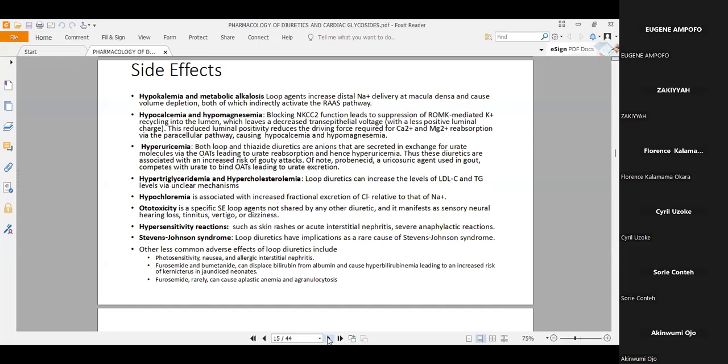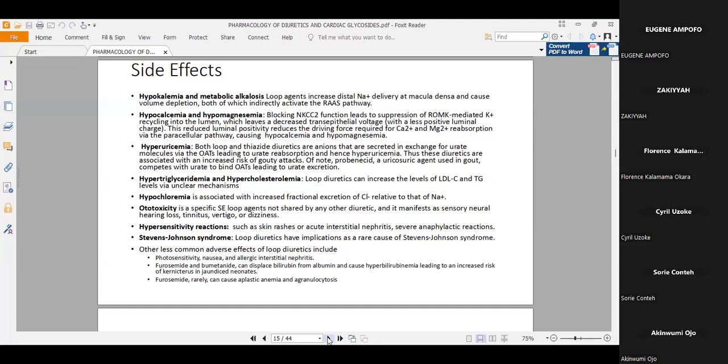This side effect of ototoxicity is specific for loop diuretics. And the patient usually presents with sensorineural hearing loss, tinnitus, vertigo, and dizziness. It's usually dose dependent. They can also cause hypersensitivity reaction, such as skin rashes, acute interstitial nephritis, severe anaphylactic reactions. They are also a rare cause of Stevens-Johnson syndrome. Other less common side effects include photosensitivity, nausea.